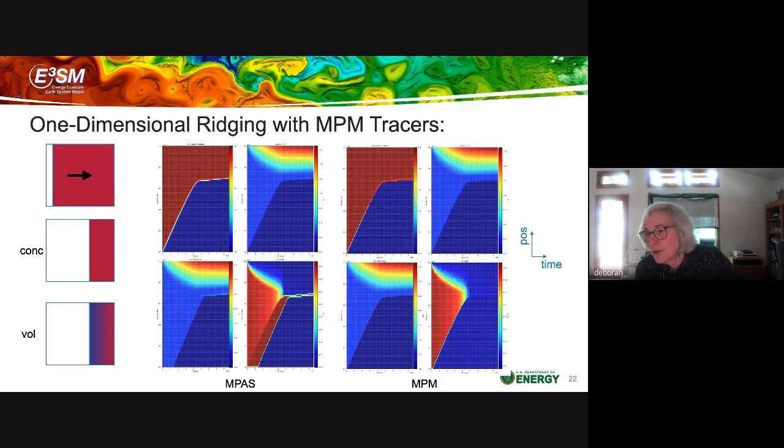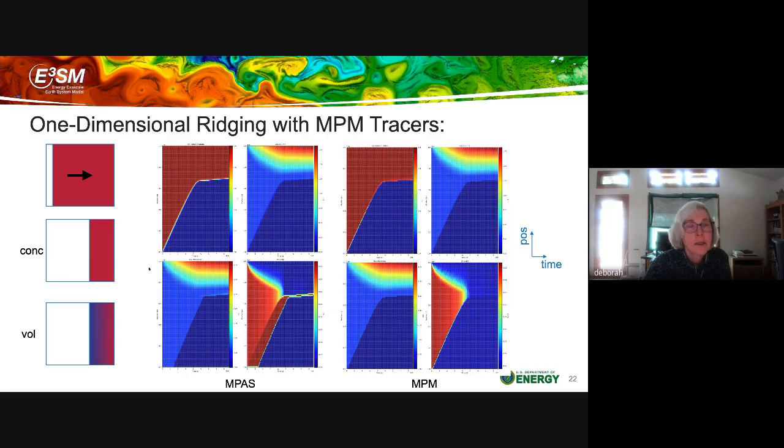Here's a slightly more challenging test problem, testing some of the ridging algorithm. So this is in a plane, not on the sphere. We start off with a square region with uniform concentration and uniform ice volume to begin with. We apply wind blowing from left to right, and so the ice piles up against this boundary. The concentration is still going to be 1, but there's going to be a gradient in the volume.